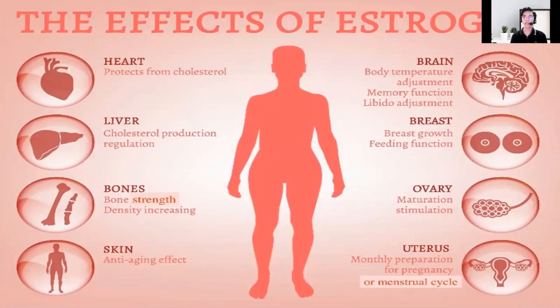The effects of estrogen: in the heart, protects from cholesterol. Liver, cholesterol production regulation. Bones, bone strength, density increasing. Skin, anti-aging effect. Brain, body temperature adjustment, memory function, and libido adjustment. In the breast, breast growth, feeding function. The ovary, maturation and stimulation. In the uterus, monthly preparation for pregnancy or the menstrual cycle.